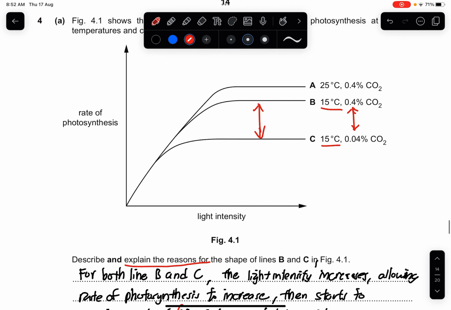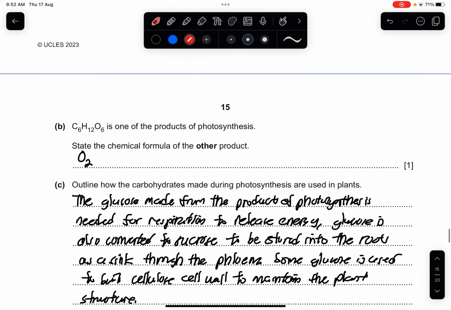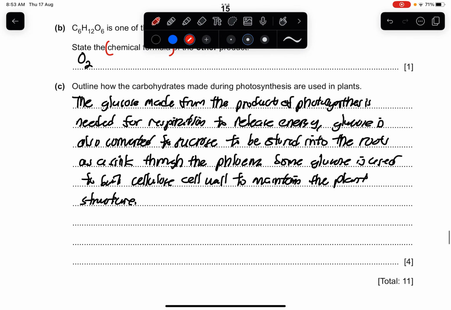Question 4b. C6H12O6, which is glucose, is one of the products of photosynthesis. State the chemical formula of the other product, oxygen. But you cannot write oxygen. They want the chemical formula, which is O2. Alright. Outline how carbohydrates made during photosynthesis are used in plants.